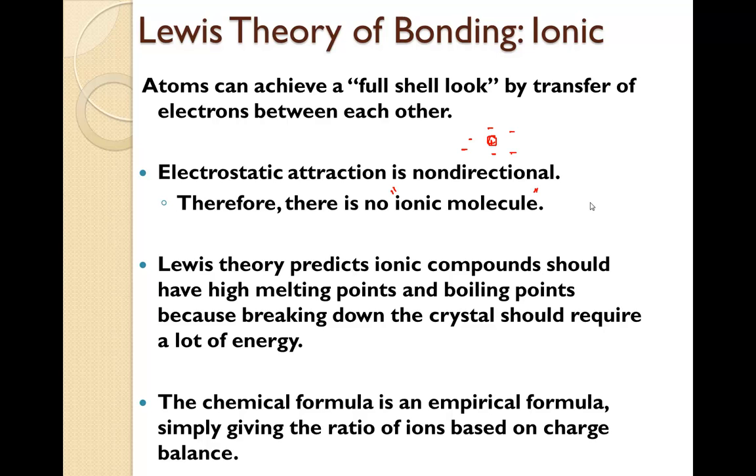Lewis theory predicts ionic compounds should have high melting points and boiling points because breaking down the crystal should require lots of energy. The chemical formula is an empirical formula, which is the most reduced form because it simply gives the ratio of ions based on the charge balance.